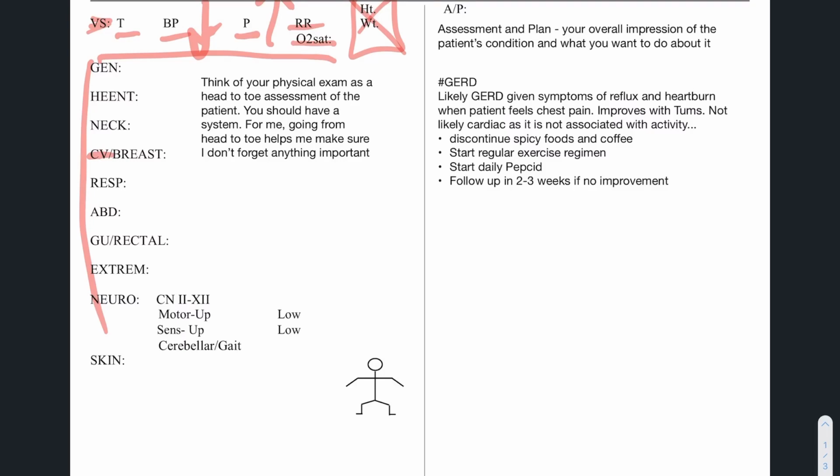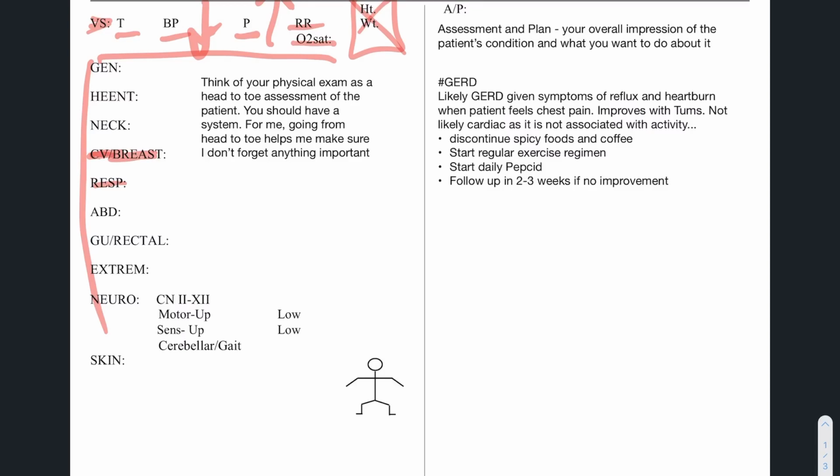Next is cardiovascular, and then in this one it says breast, but really the cardiovascular system is what I usually do for every single patient that comes in. I listen to their heart and I listen to their lungs, and in the cardiovascular, you're listening to how the heart sounds, and I'll go over this more, but generally you're listening for murmurs, you're listening to see if their heart rate is regular, if they're having any arrhythmias, which is abnormal rhythms for the heart.